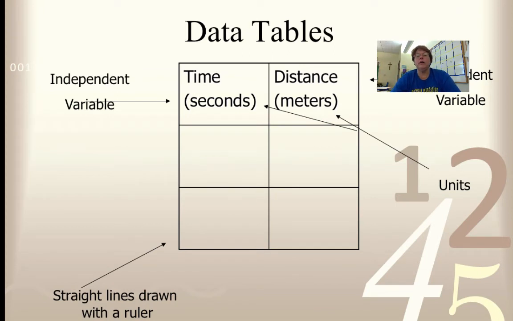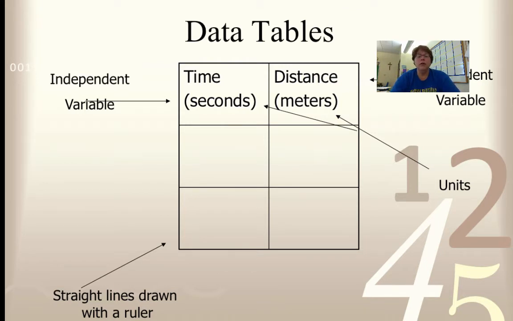Okay, so now we're going to talk about how do we write a graph or make a graph. First of all, you have to start with a data table. Whenever you are doing an experiment, you have to collect numbers. Remember, we talked about this. You have to measure something. So you have to collect that in a chart before you can actually make it into a graph. So you need a data table, and you need to know your variables.